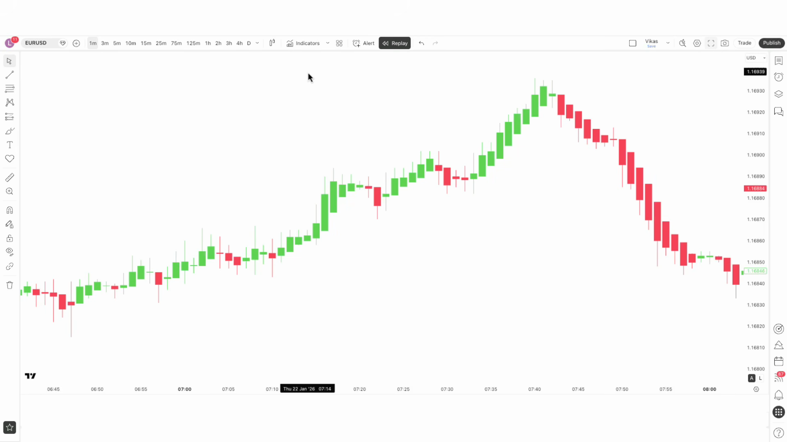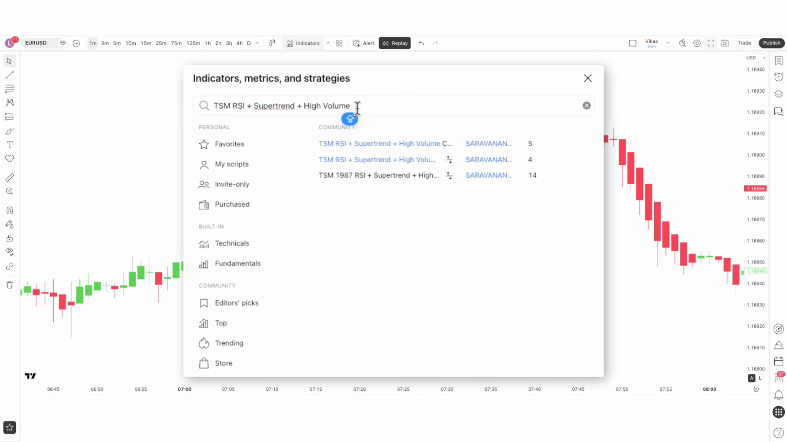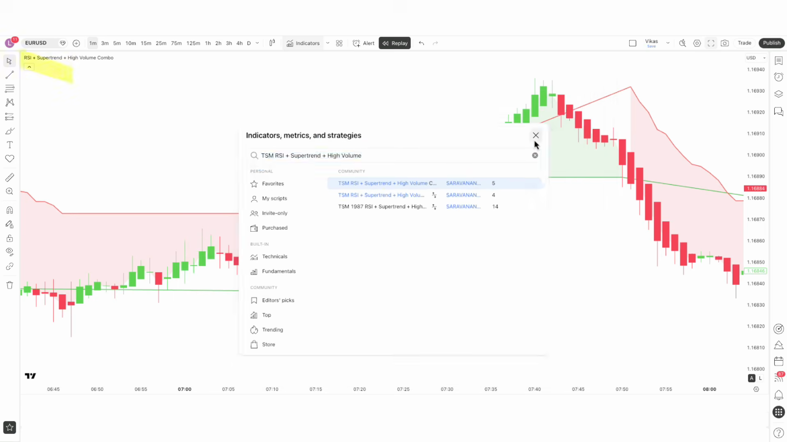And don't sweat the time frame either. Next, you'll want to find those magic indicators. Head over to the Indicators tab and search for the TSM RSI Plus Super Trend Plus High Volume. Select the indicator made by Saravanan and add it to the chart.